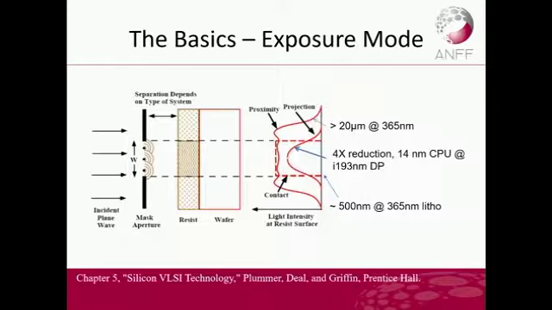If you use proximity, sorry, you're going to have this ugly tailing effect, which is going to limit your resolution to about 20 micrometer in an I-line process. If you use projection, because of the reduction, you can actually pull out a 40 nanometer CPU design these days with 193 nanometer immersion lithography plus double patterning.